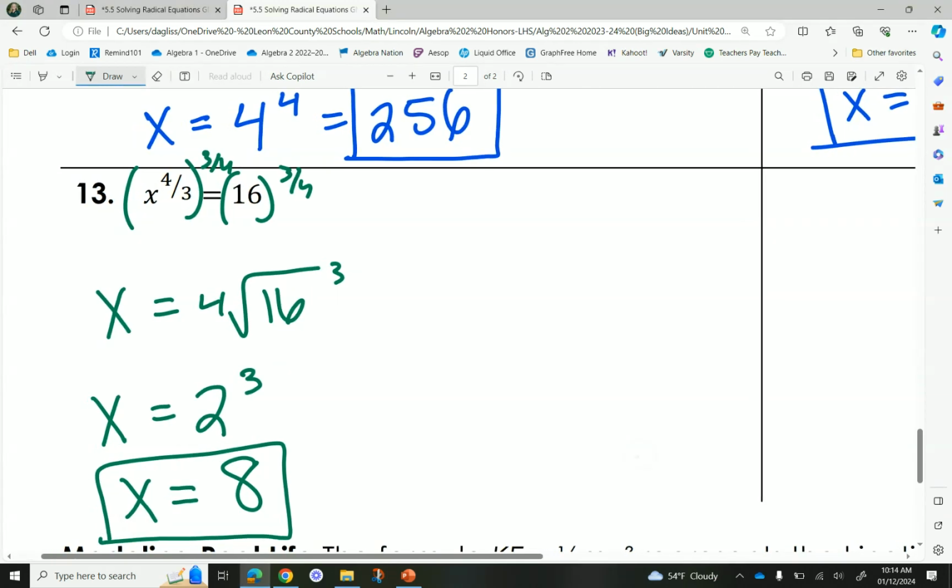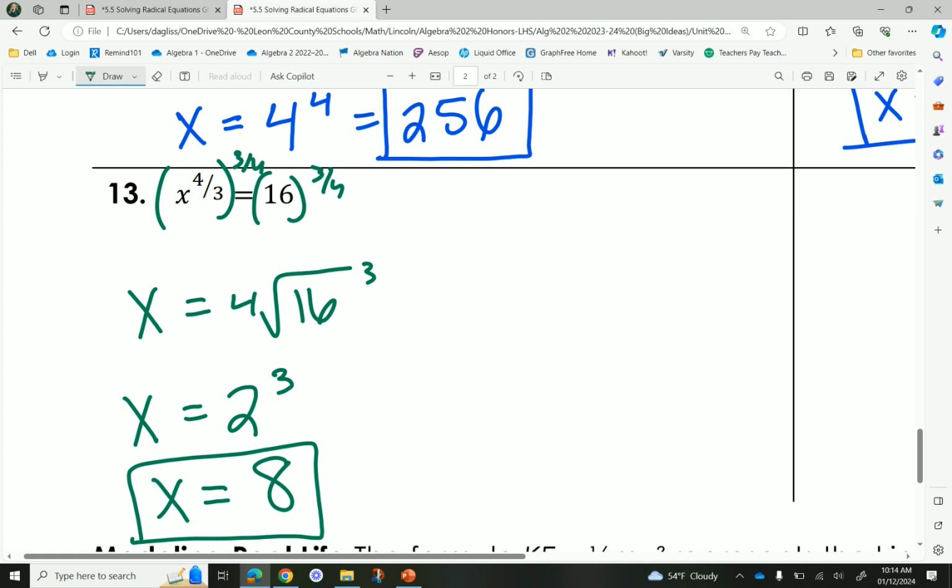All right, check with me. So raising both sides to the power of 3/4. That means the 4th root of 16 cubed, which is equal to 8. We good? How'd you do? We got it right? Awesome. We have time for our last one.